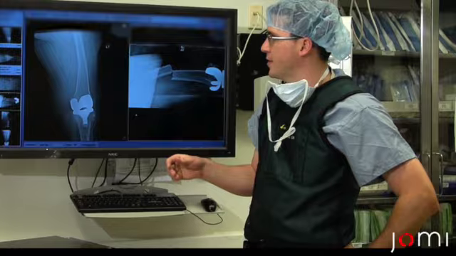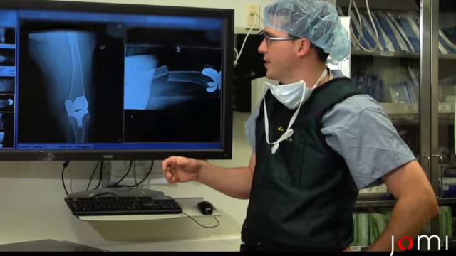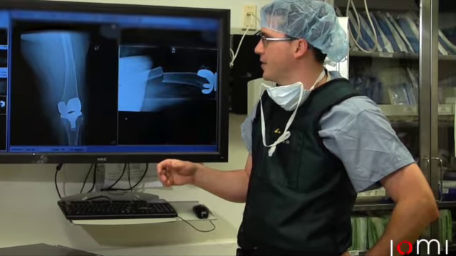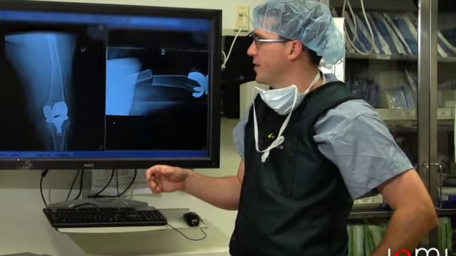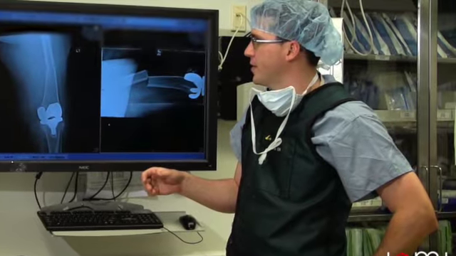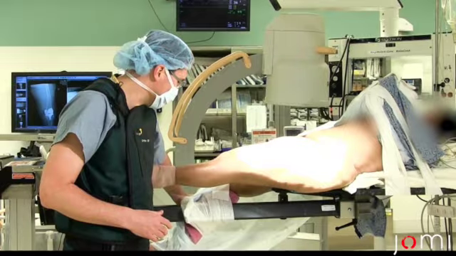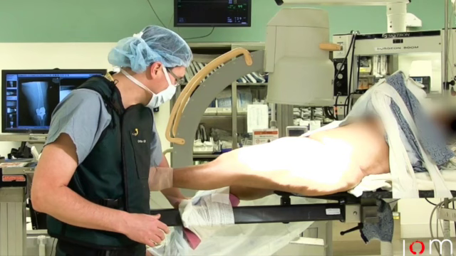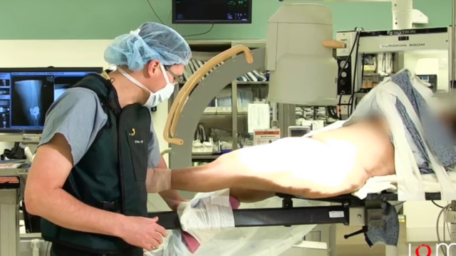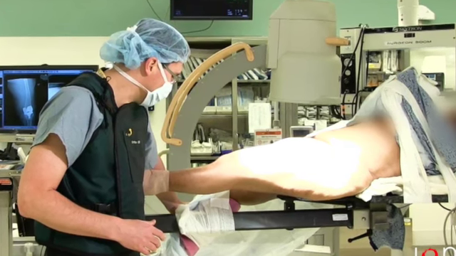So the surgery we're going to be setting up for today is a femoral nailing procedure. This is where a nail is inserted into the femur after a break for a fracture. For the information that we got from Jomi, the patient is positioned on a fracture table.